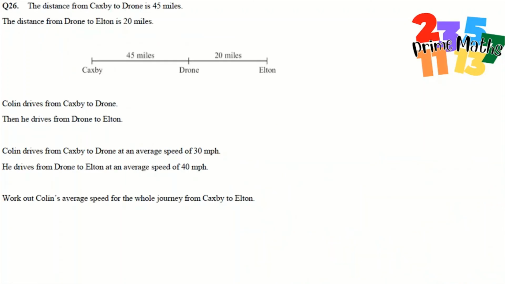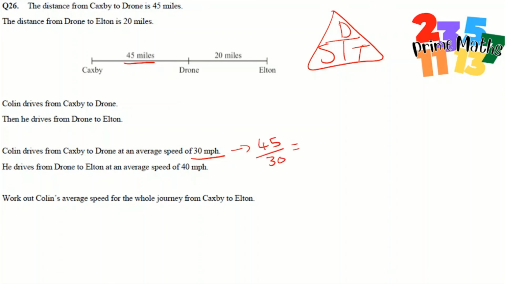Speed, distance, time question. We know that from CAC speed to drone it was an average speed of 30 miles per hour, and we know that it was 45 miles. From there, knowing that speed is distance divided by time, I can work out the time by doing distance divided by speed. So my time would be 45 divided by 30. If I simplify this, 45 divided by 30, divide both of those by 5, we would get 9 over 6, and then divide both of those by 3, we get 3 over 2. So this took 1.5 hours.